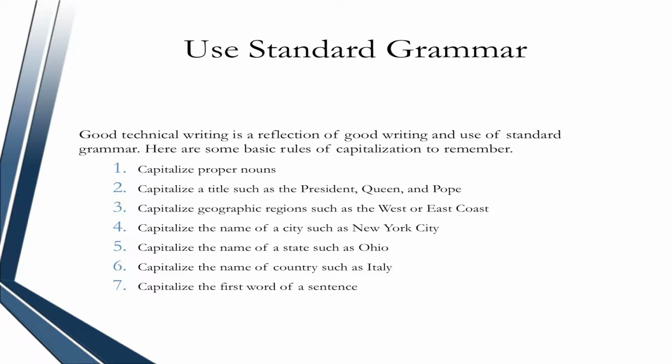Capitalization. Here are some basic rules of capitalization to remember. 1. Capitalize proper nouns. 2. Capitalize a title such as the President, Queen, and Pope. 3. Capitalize geographic regions, such as the West or East Coast. 4. Capitalize the name of a city, such as New York City. 5. Capitalize the name of a state, such as Ohio. 6. Capitalize the name of a country, such as Italy. And 7. Capitalize the first word of a sentence.